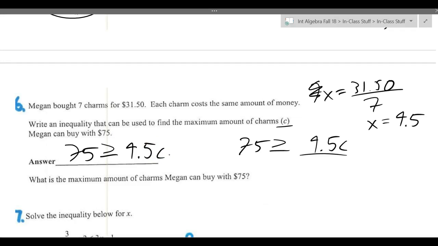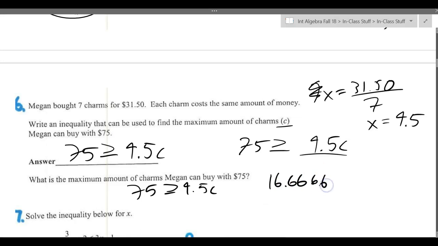Oh, and then what is the maximum amount? Well, we've got to solve our inequality. And 75 is less than or equal to 4.5 C. So let's do 75 divided by 4.5. So now that's a decimal, 16.66666. So she can't buy 0.6 of one. So I think we just say she can only buy 16. She can't buy 17. So even if she has a couple bucks or a couple cents left, not $16, just 16 is the most she can buy.